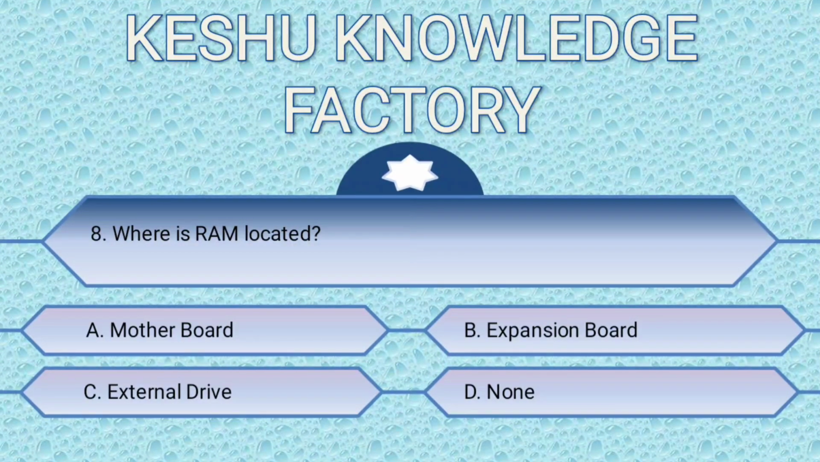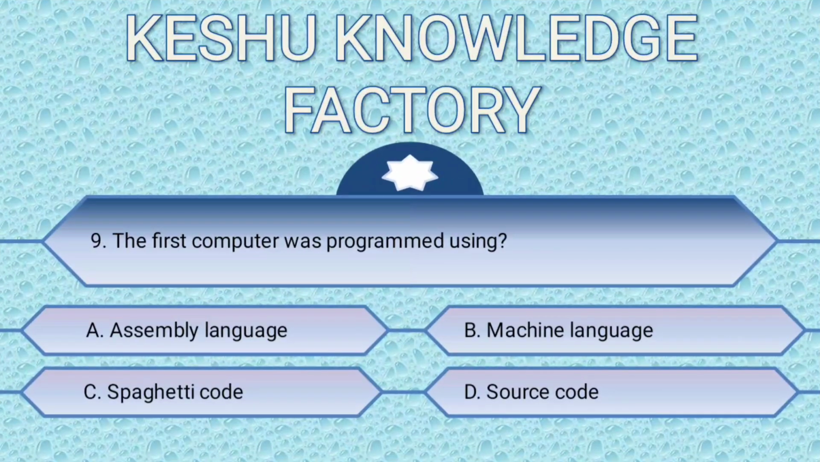Question 8. Where is RAM located? A. Motherboard. B. Expansion board. C. External drive. D. None. Answer is A. Motherboard.